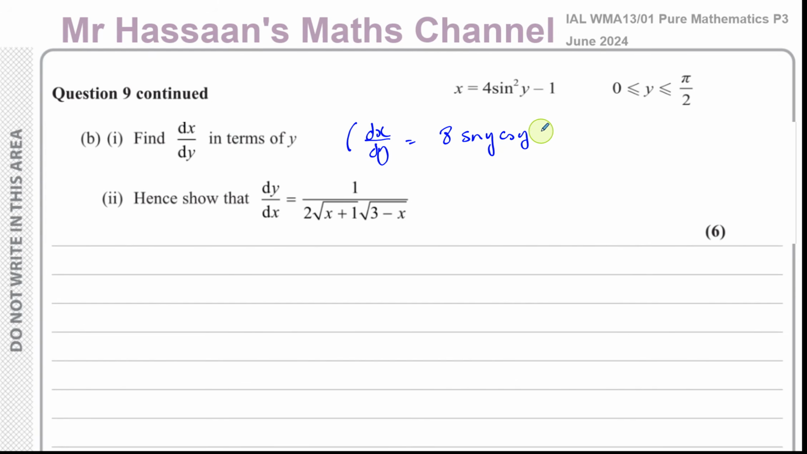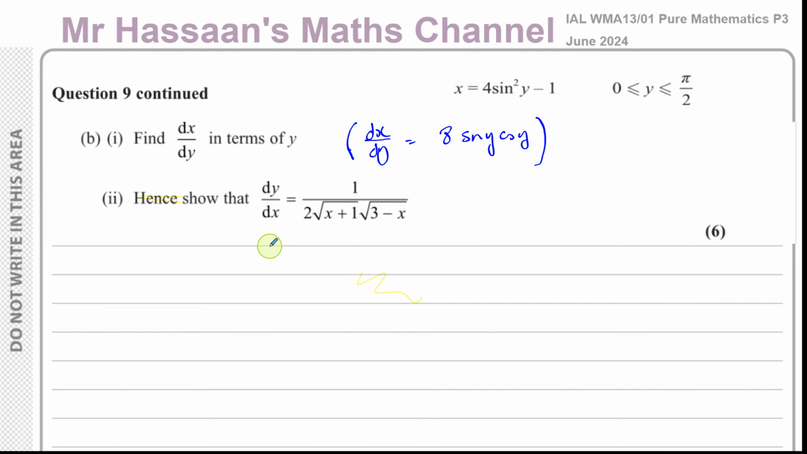Then we have question 9, part B, part 2. We already found that dx/dy is 8 sine y cosine y from part 1. It says hence, using your answer, show that dy/dx is equal to 1 over 2 times root x plus 1 times root of 3 minus x. So we've got to do this question now.